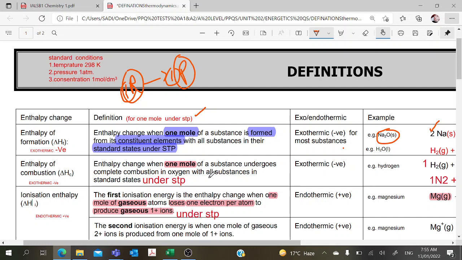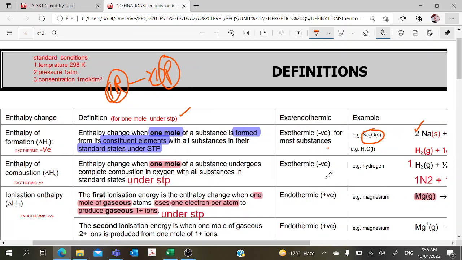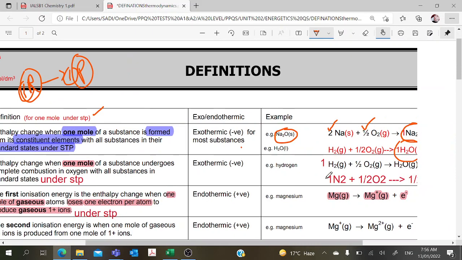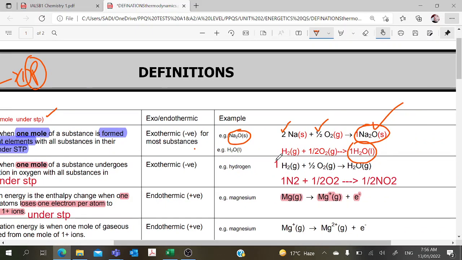The amount of energy released in complete combustion is more, and the amount of energy released in incomplete combustion is less. So, with all substances in standard states under STP, I'm writing under STP, everything has to happen under these conditions: temperature, pressure, and concentration. This process is exothermic all the time. And if I burn hydrogen, see there, 1 mole of hydrogen is burned, and the equation is balanced for the burning of 1 mole of hydrogen.